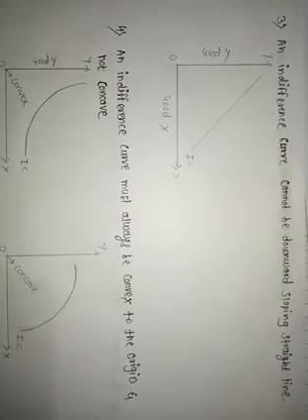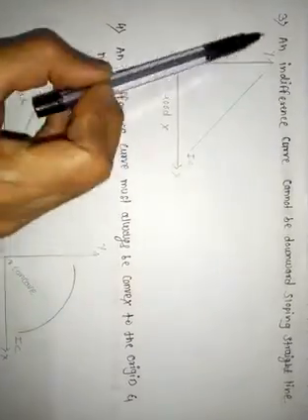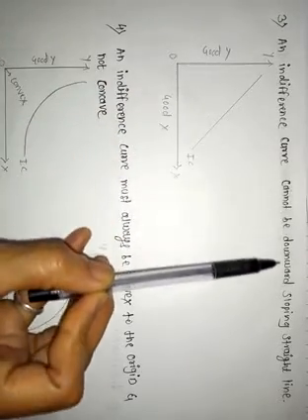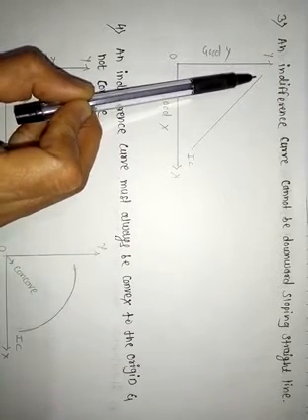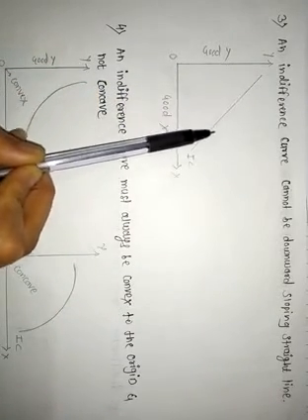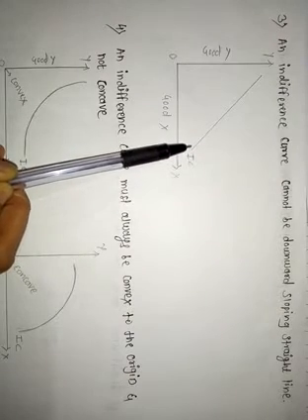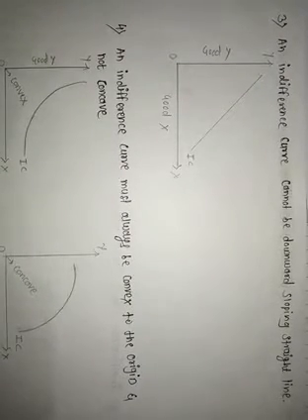Then next one, an indifference curve cannot be a downward sloping straight line. If it is so, then the marginal rate of substitution will remain constant. But the marginal rate of substitution is always decreasing, and this is unrealistic, means this is not workable.